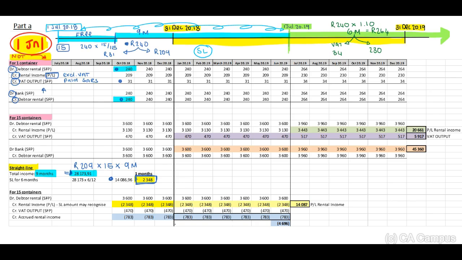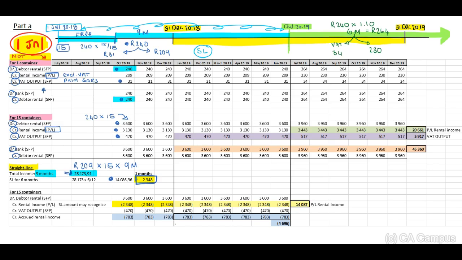Debit our data rental with 3,600, which is the 240, guys, times 15. Let me just write this here, guys. The 240 times the 15 containers. This is 3,600. Credit rental income in our profit or loss, 3130, and credit output, 470. Exactly the same with our payment journal. Payment received, debit bank, credit our data rental.